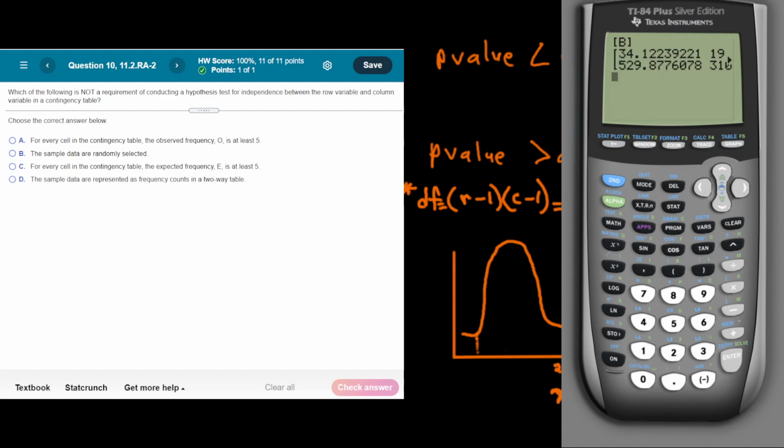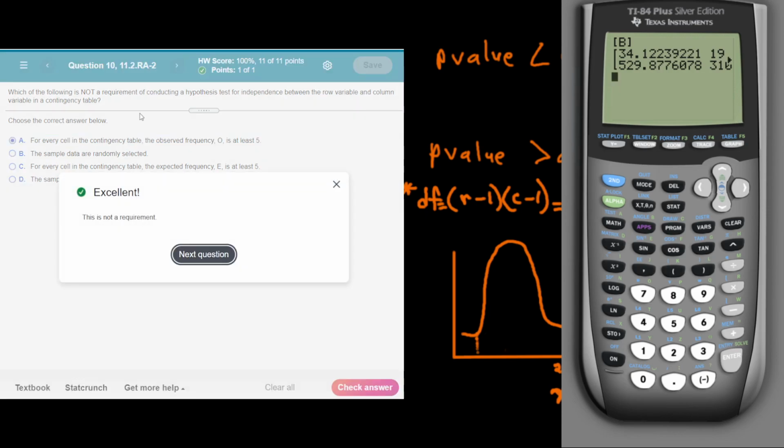As a rule of thumb, very similar to how we have to have our sample size greater than 30 when we're dealing with the stuff from the previous chapters, they're really crazy about these expected frequencies being 5 or more. So that is a requirement. The last part says the sample data are represented as frequency counts in a 2-way table. Yeah, that's true. Look, this is the elephant in the room here. This doesn't belong, okay? It's just not a requirement.